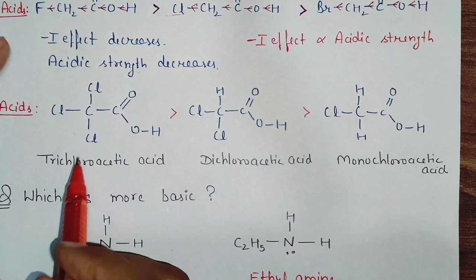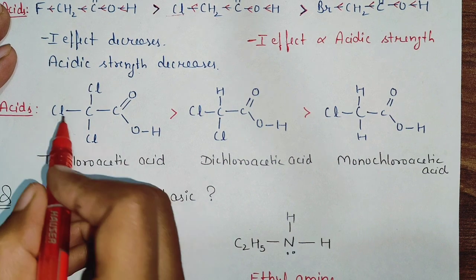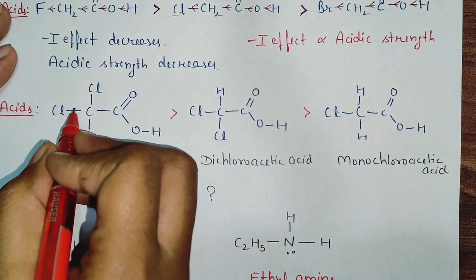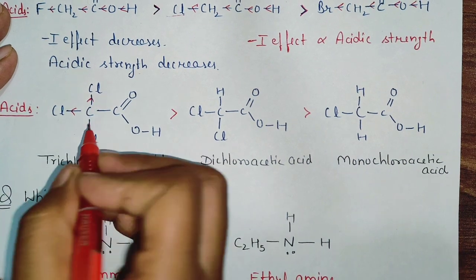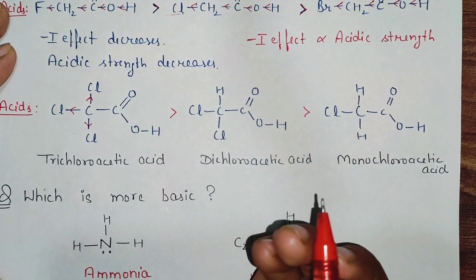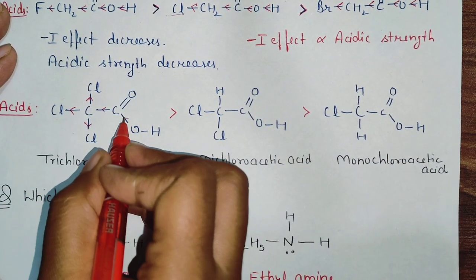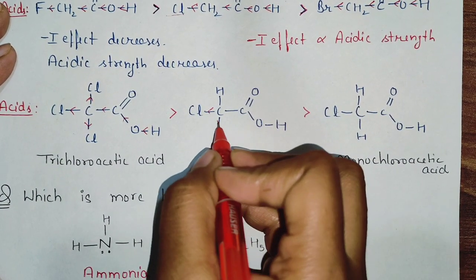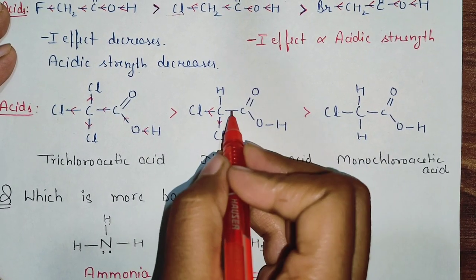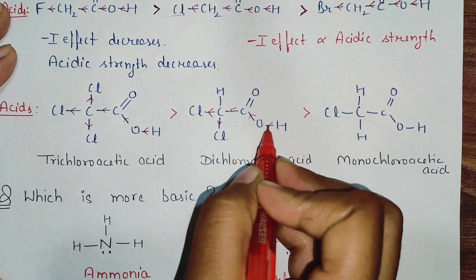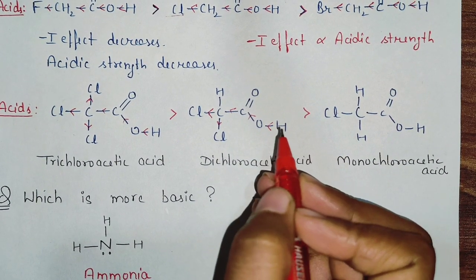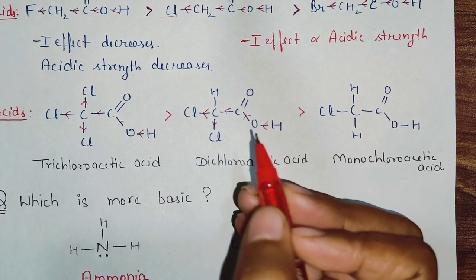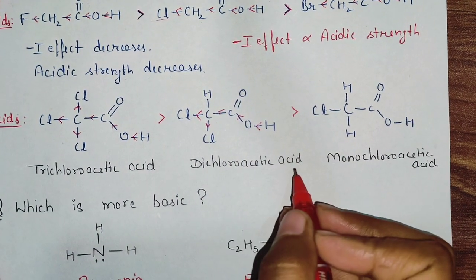Next, another example. This is trichloroacetic acid. Here, look, three chlorine atoms are attached. It will withdraw electrons, it will also withdraw electrons, and it will also withdraw electrons, like this, and like this. Okay. Here, two chlorine atoms are attached. They will withdraw the electrons. It will go like this. Okay. It is dichloroacetic acid.